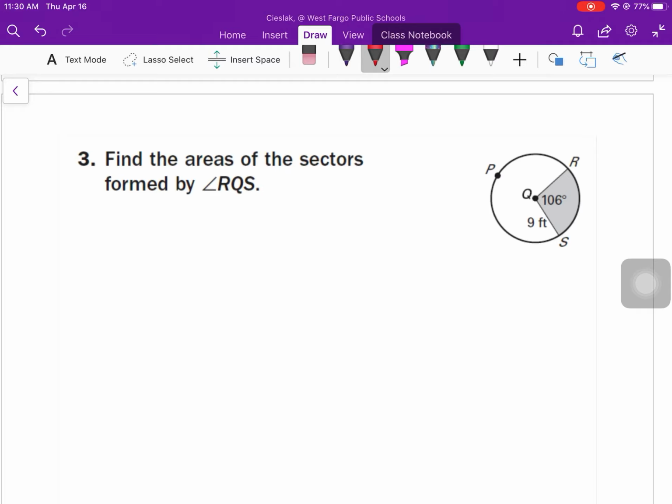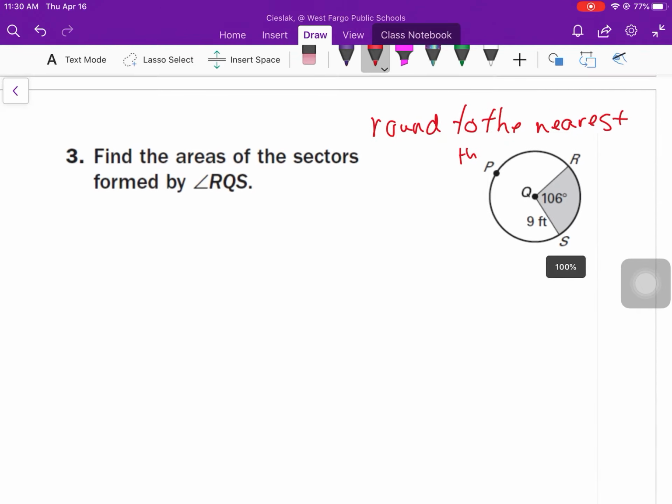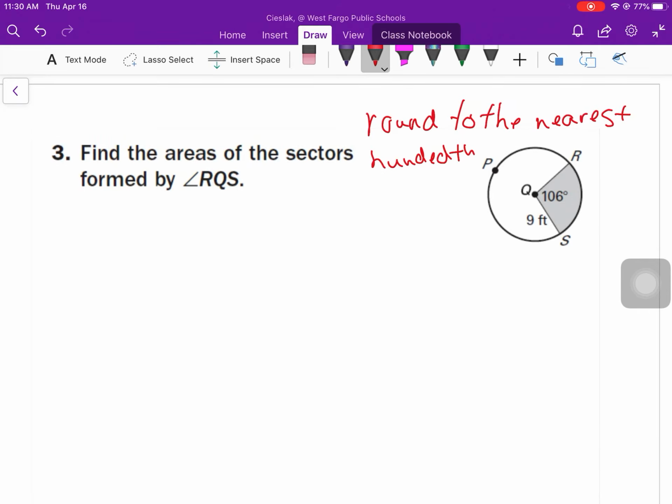If you guys would like, go ahead and pause the video, try and work this one out on your own. We're going to round to the nearest hundredth. So finding the area of the shaded portion there, I've got a central angle of 106. So I'm going to go part to whole. X over the area of the whole circle would be 81 pi. That is equal to the part 106 over the whole 360.